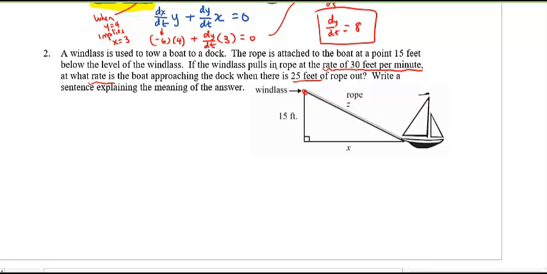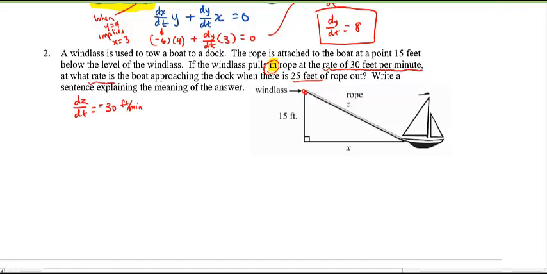If the windlass pulls in the rope at a rate of 30 feet per minute. So this is some sort of rate. Is it a rate of the z variable or the x variable here? It's pulling in the rope, so if you said dz/dt equals 30 feet per minute, I'd say you are almost correct. Almost, because of this key word. In. It's pulling it in. It's pulling it towards. So is the length of z increasing or decreasing? Yes, it is decreasing, so it should be negative 30.